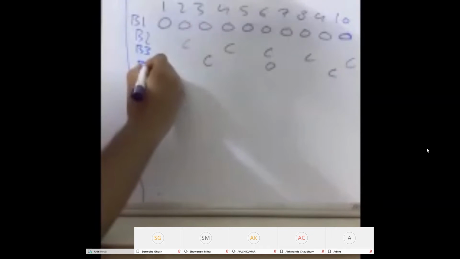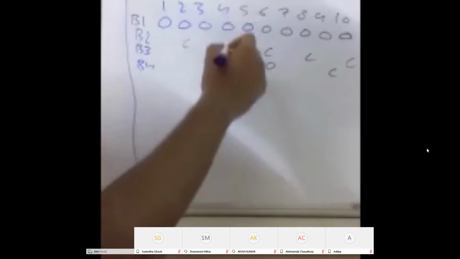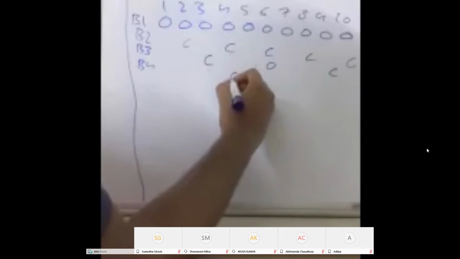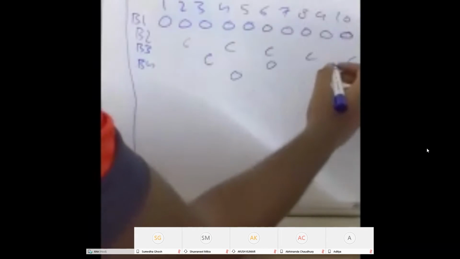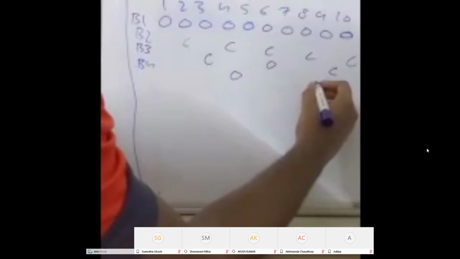Boy 4 comes. He opens door 4 and he opens door 8.